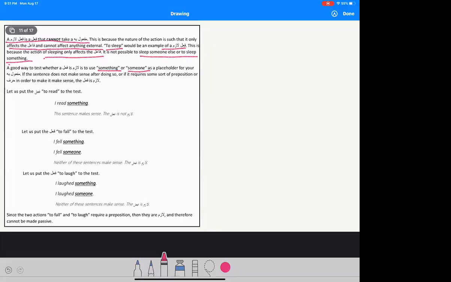For example, read. Reading is an action, right? So let's put that to the test. I'm going to say I read something. Does that make sense? I read something. Yes, it does. So that means this verb read can take maf'ul. If it can take maf'ul, then this is the mutaddi form. It is happy with maf'ulun bihi.